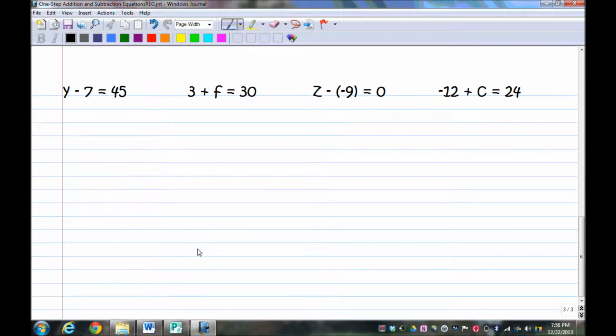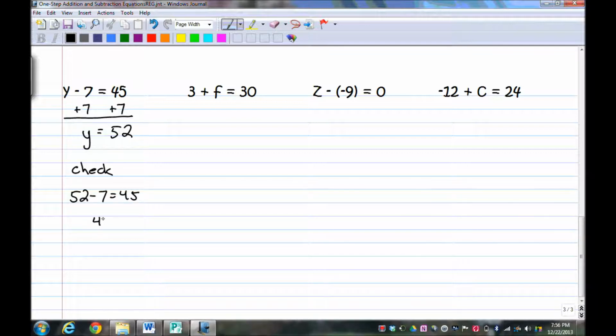I have y minus 7 is equal to 45. So I'm going to do the opposite of a negative 7, which is a positive 7. And I do it to both sides. On the left, I have just y. And on the right, I have a positive 45 and a positive 7 gives me 52. And I'll check it. And I have 52 minus 7 should be equal to 45, and it is.